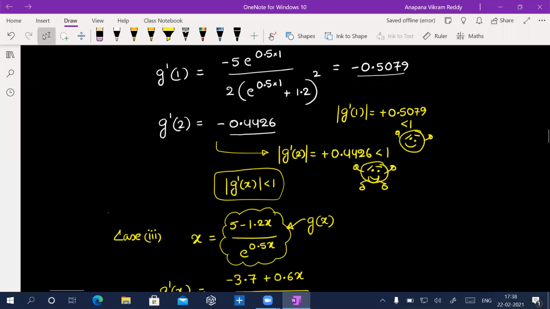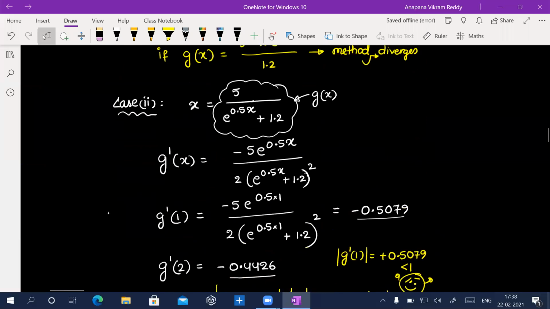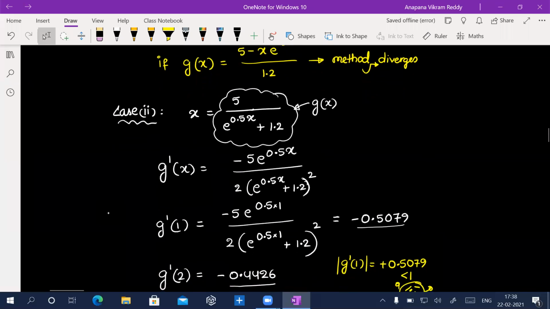Case 2, sir. Yes, this fellow finally qualified. This fellow qualified the race. Now, if you use this as your iteration function, definitely you will get the convergence answer. Elsewhere, you will go beyond.